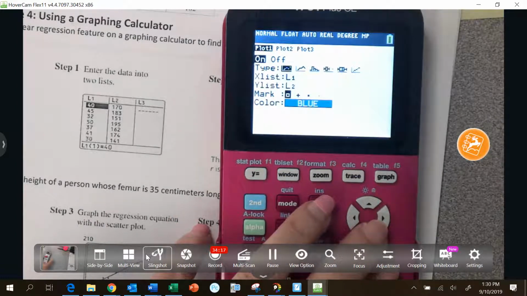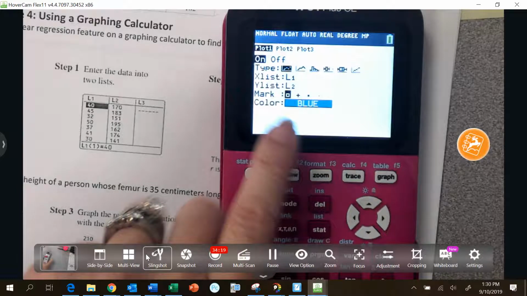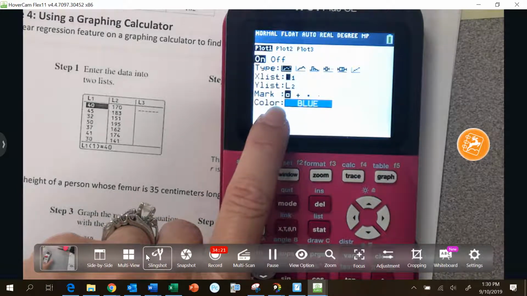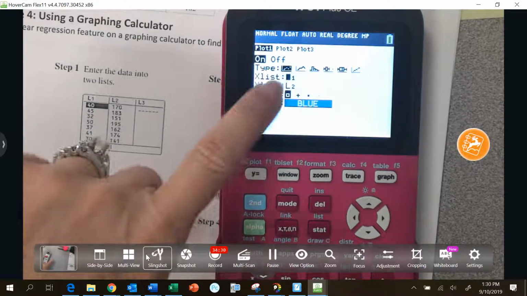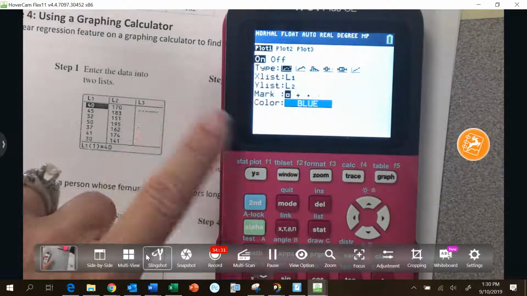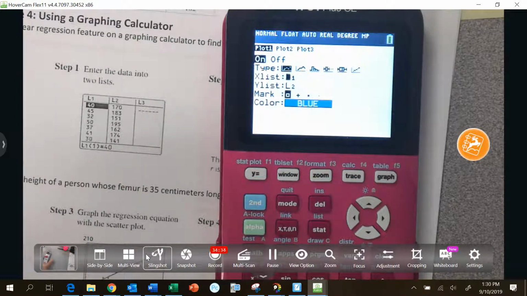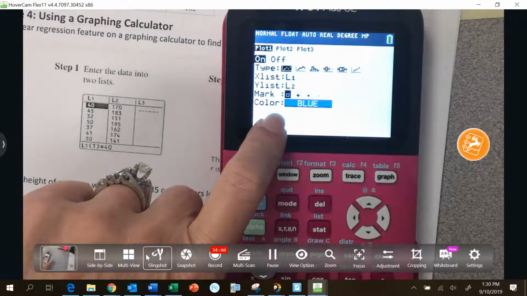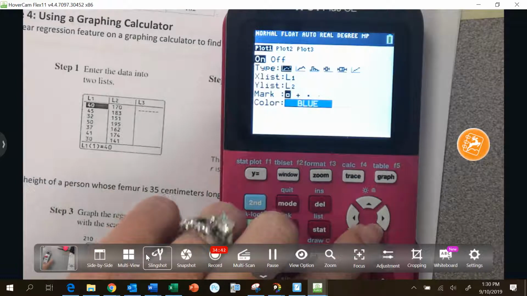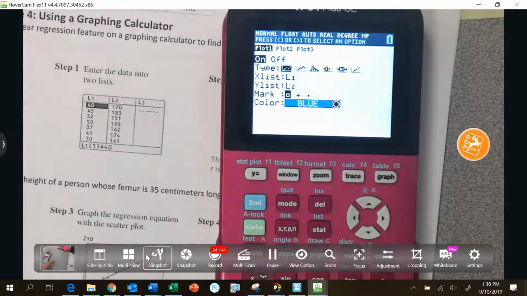Audrey, if you did not retype in your information, you're going to have to change your X list and Y list, because mine says L1 and L2. You typed them in the wrong column. You'll have to change it to L2 and L3. You can change that with second 1 or second 2. But everybody should say L1, L2. And then the mark, it doesn't matter which mark you do. And if you have color, it does not matter what color you want to do.